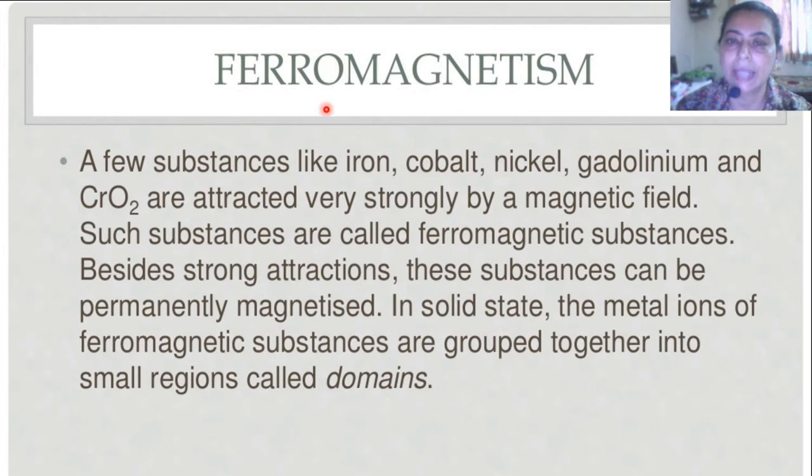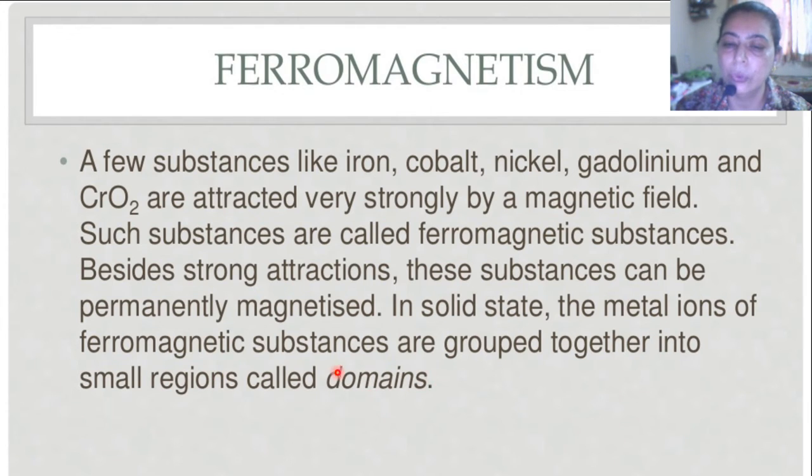Now we will have the next one, that is ferromagnetism. A few substances like iron, cobalt, nickel, gadolinium and CrO2, chromium oxide, are attracted very strongly by a magnetic field. Such substances are called ferromagnetic substances. Besides strong attraction, these substances can be permanently magnetized. In a solid, the metal ions of a ferromagnetic substance are grouped together into small regions called domains.